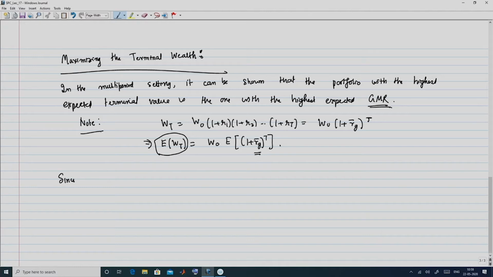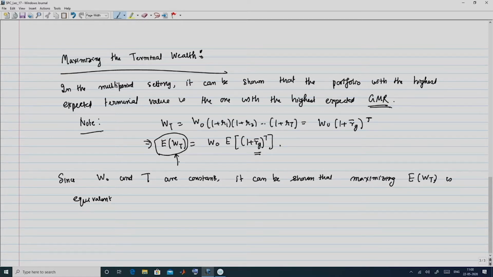Okay, so here we can state that since W naught and t are constants, it can be shown that maximizing E of W t, that is this term here, is equivalent to maximizing E of GMR. So, that means maximization of this.